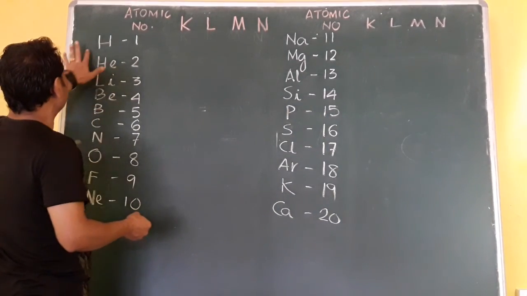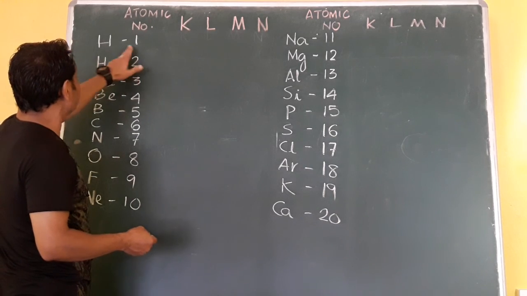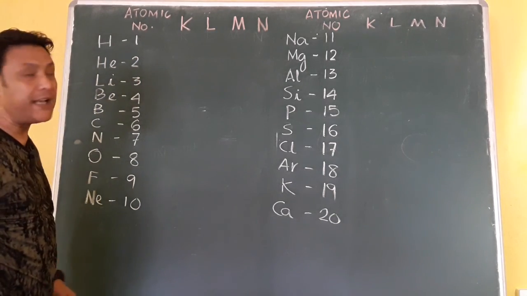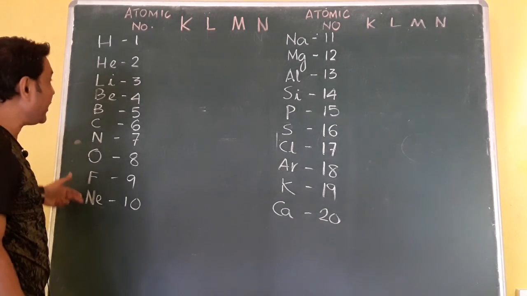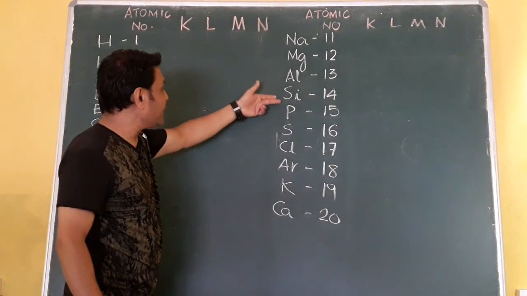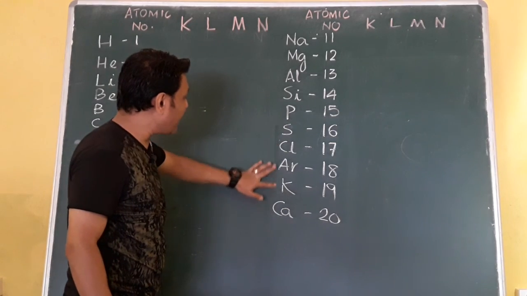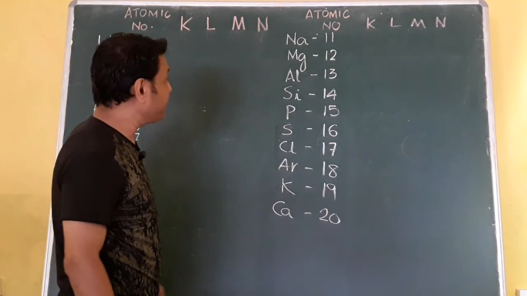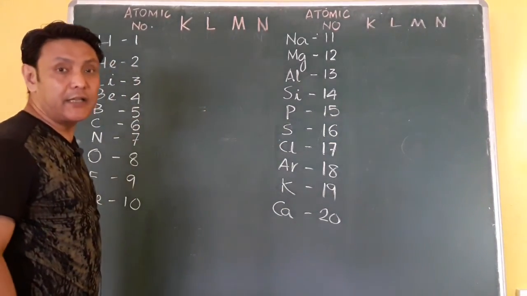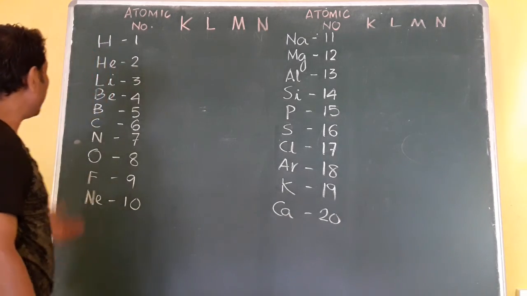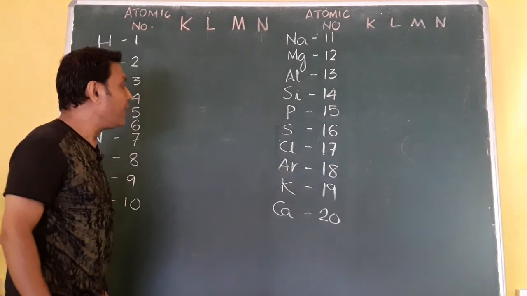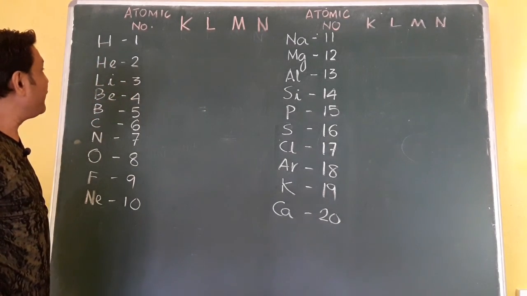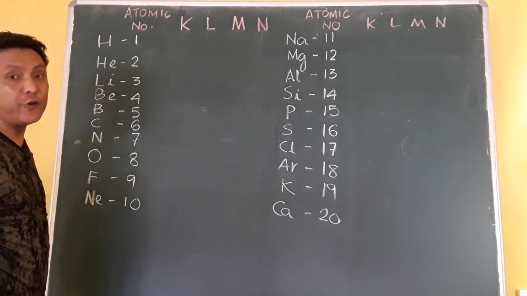Now, hydrogen. These are the atomic numbers. We will talk about 20 elements: hydrogen, helium, lithium, beryllium, boron, carbon, nitrogen, oxygen, fluorine, neon, sodium, magnesium, aluminum, silicon, phosphorus, sulfur, chlorine, argon, potassium and calcium. The first 20 elements in the periodic table. We arrange the elements in increasing order of their atomic number in the periodic table. So first we will talk about hydrogen.